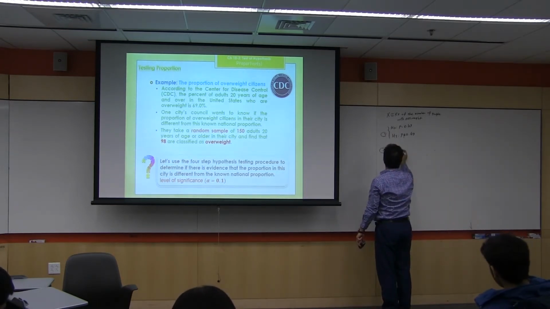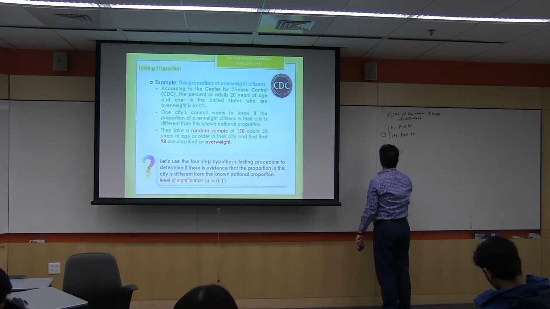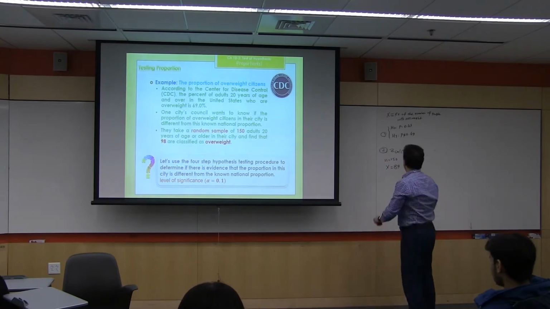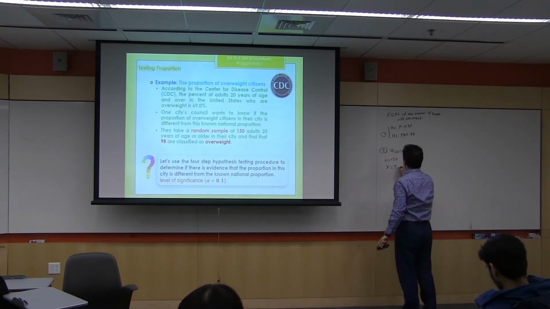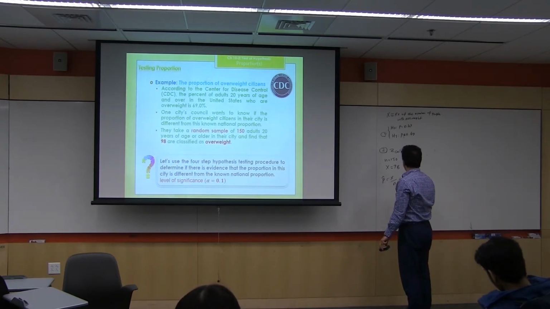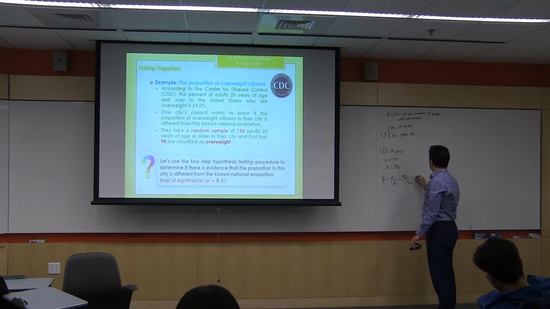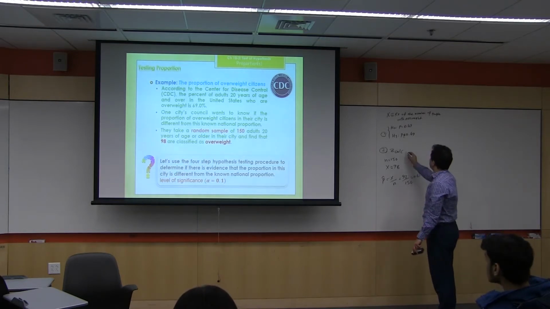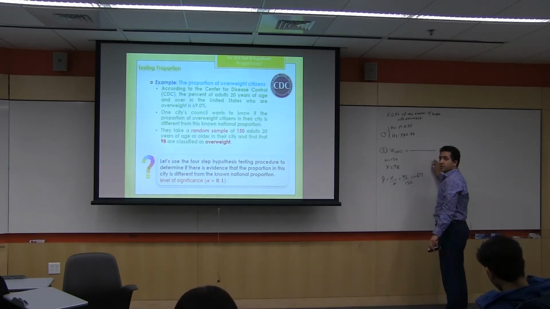Step 2: Z-calc. We surveyed 150 people. How many showed the overweight? 98, which is X, the number of successes. My P hat is what? X over N, 98 over 150. The answer is 0.653. Great. I form my Z-calc.